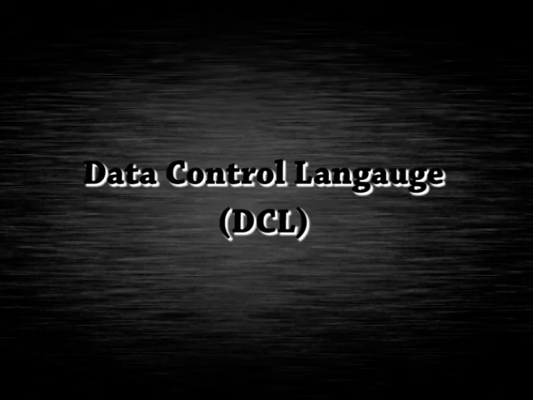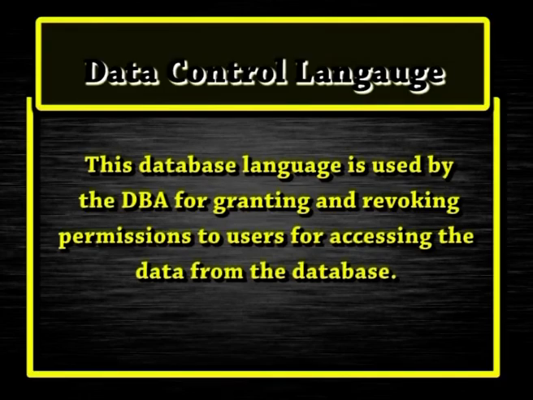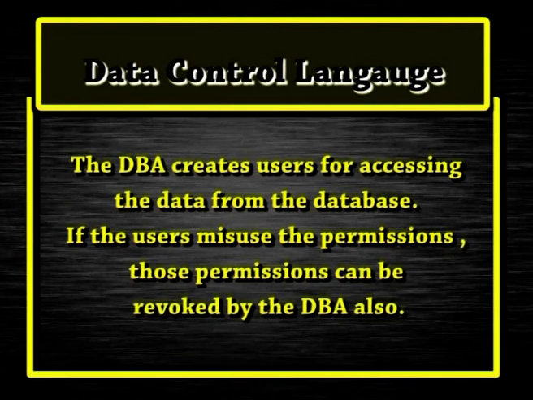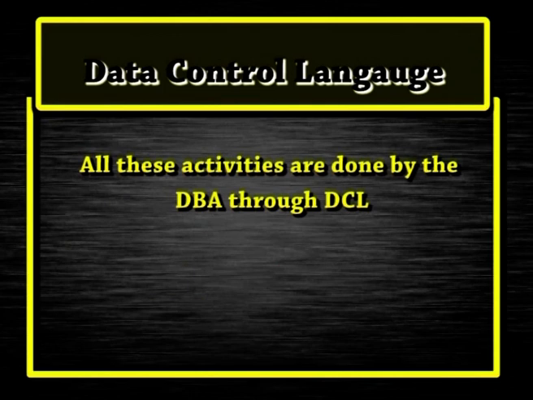Then comes the third language of the DBMS, that is data control language. This database language is used by the DBA, that is the database administrator, for granting and revoking permissions to users for accessing data from the database. The DBA creates users for accessing the data from the database. If the users misuse the permissions, those permissions can be revoked by the DBA also, and all these activities are done by the DBA through DCL.